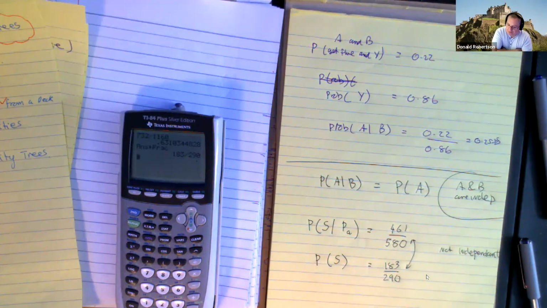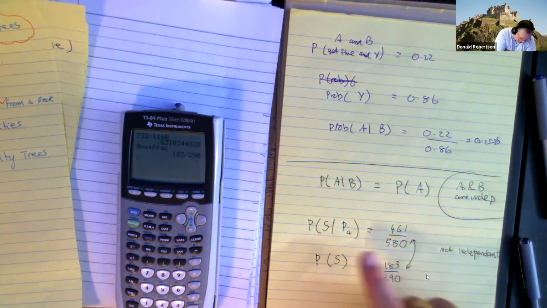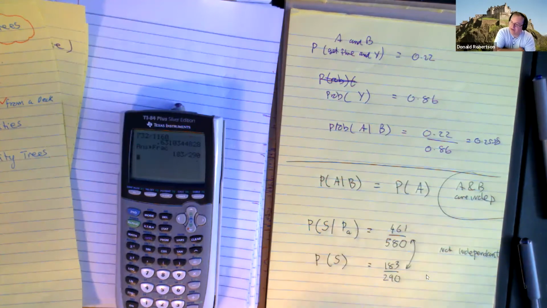What not independent means is that one has an effect on the other. And that's kind of obvious. Would you agree that being passive had a better effect on sales than being aggressive?